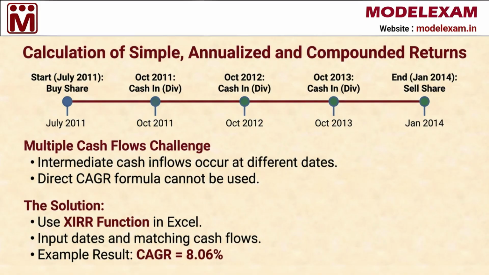The solution is to use the XIRR function in Excel. You input the specific dates and the matching cash flows to get the result. In this example, the result would be 8.06%.